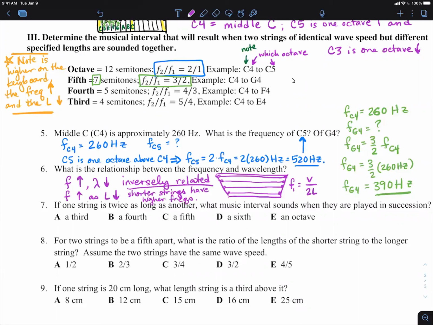Okay. The ratios are still the same. They're just inverse.